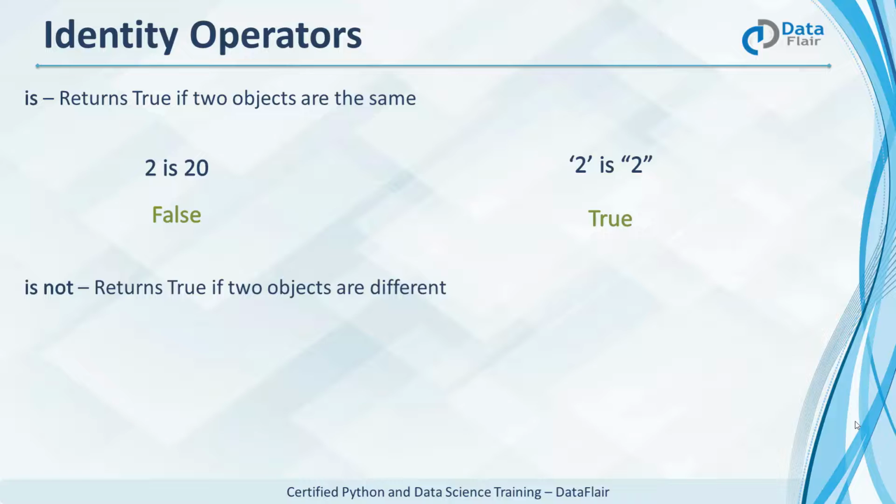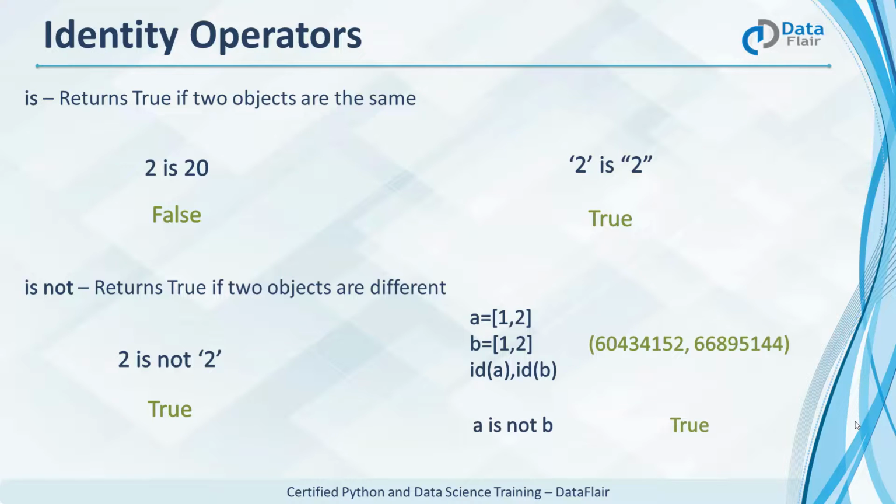Is not is the opposite of is. It returns true if the two objects are different. 2 is not the same as 2. True, because one is an integer and the other is a string. This one, A and B are two lists with the same values but different IDs. So A is not B.